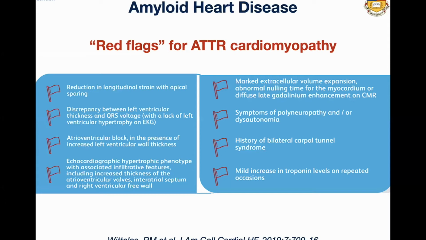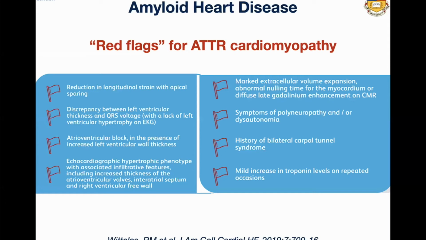Okay, so discrepancy between ECG and the increased wall thickness. Atrioventricular block. First degree AV block in the presence of increased ventricular wall thickness. Very, very important red flag. Echocardiographic hypertrophic phenotype with some associated infiltrative features, such as increased thickness of the atrioventricular valves, the mitral or tricuspid valve, interatrial septum, or right ventricular hypertrophy.